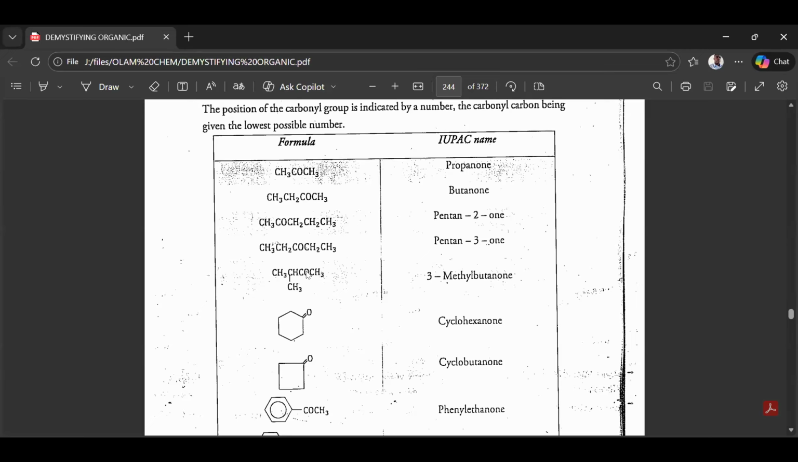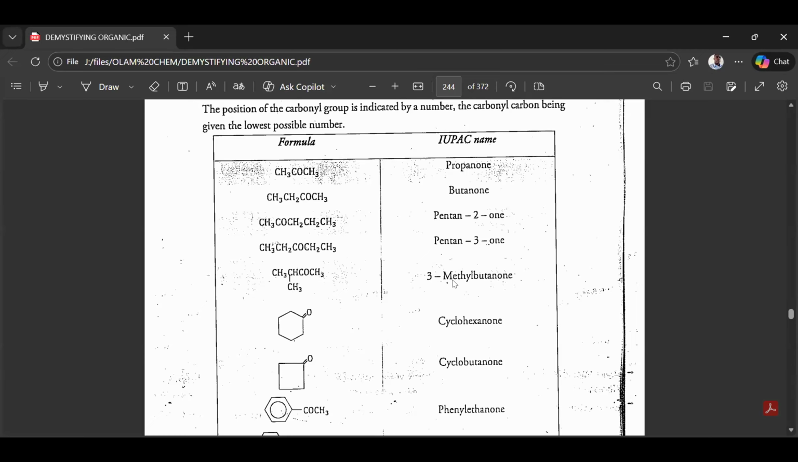So you count as you are going behind. Since the carbonyl is at position 2, then the methyl group is attached at carbon atom 3, not 2. That's why our compound is becoming 3-methylbutanone. Or someone can say 3-methylbutan-2-one, which is okay.